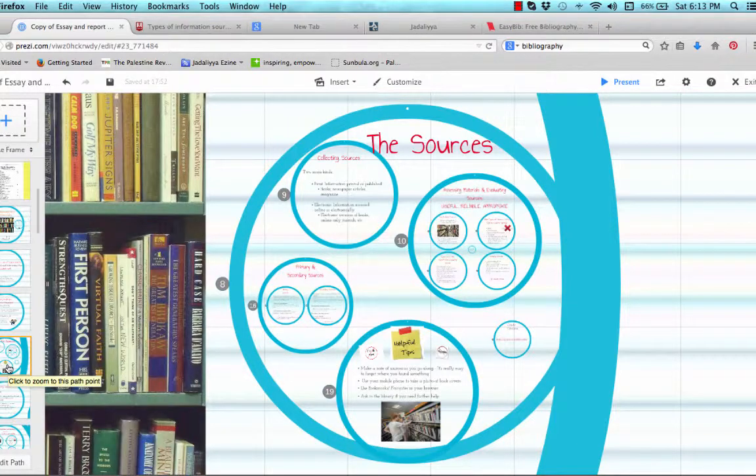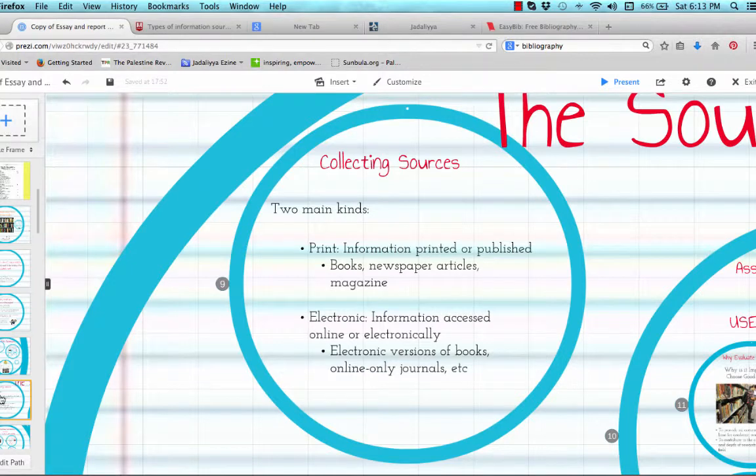All right, so let's look at the sources specifically. There are two main kinds of collecting sources. You have something called a print source, and then you have another thing called an electronic source. Now, the print is something that you can touch or you can hold. That's the simplest way to remember it. So it's information printed or published, like books, newspaper articles, and magazines.